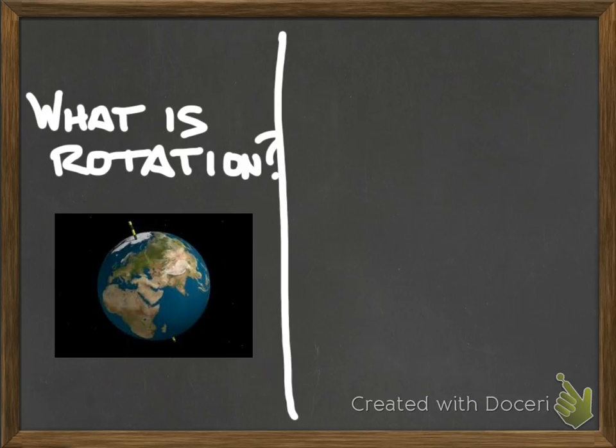So first off, when we're talking about Earth in space, we need to talk about simply how the Earth moves in space. So first off is rotation. Now, what rotation is, in terms of when we're talking about the Earth, is the spinning of Earth on its axis. So it is the spinning of Earth on its axis.